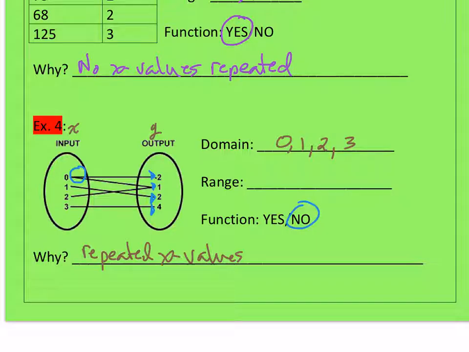The range would be, now that I've put my arrows in there, I'm assuming it's -2, 1, 2, and 4. That's it, folks.